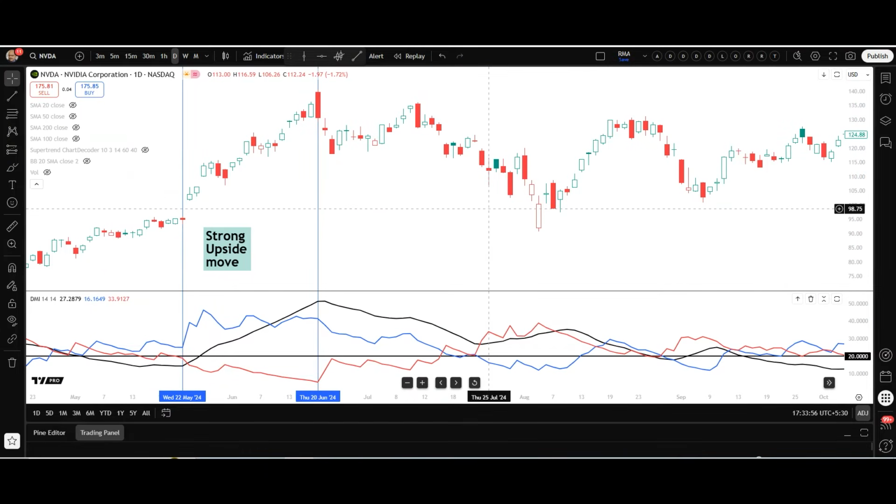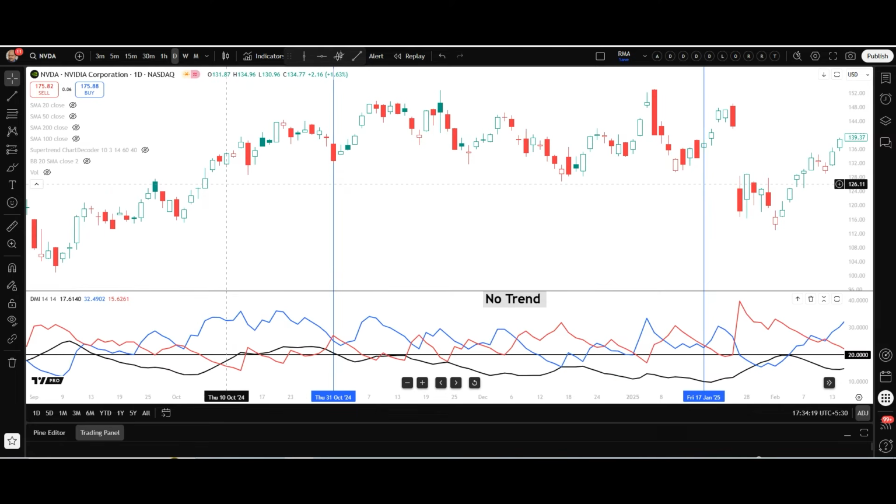NVIDIA. Well, a one-sided move from 22nd of May to 28th of June 2024. ADX shot up in a major way. The ADX during 31st of October to 17th of January in the same stock, NVIDIA, the majority of the time was lower than 20. And just watch it, the stock price moved nowhere. No matter how much plus DI or minus DI crossed over, there was no movement in the stock and ADX remained in fact below the threshold level of 20.